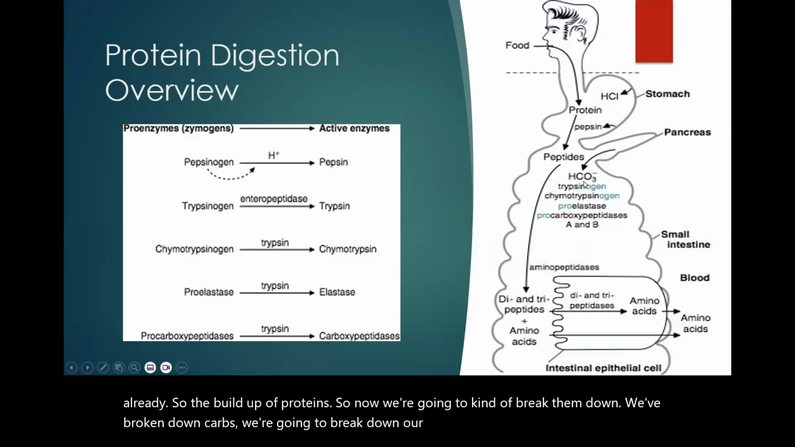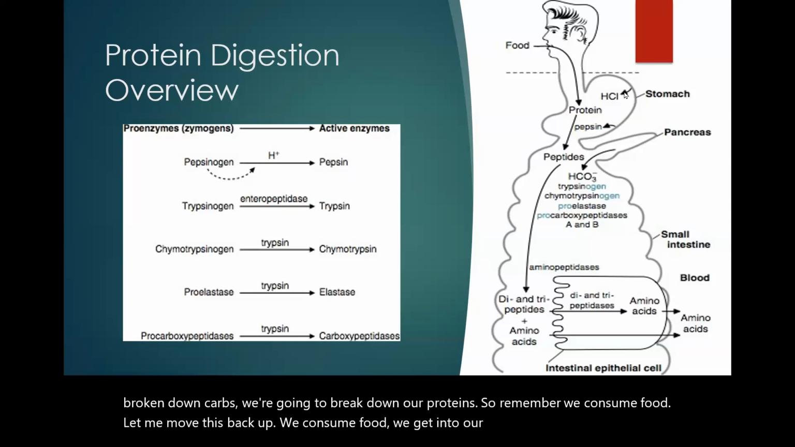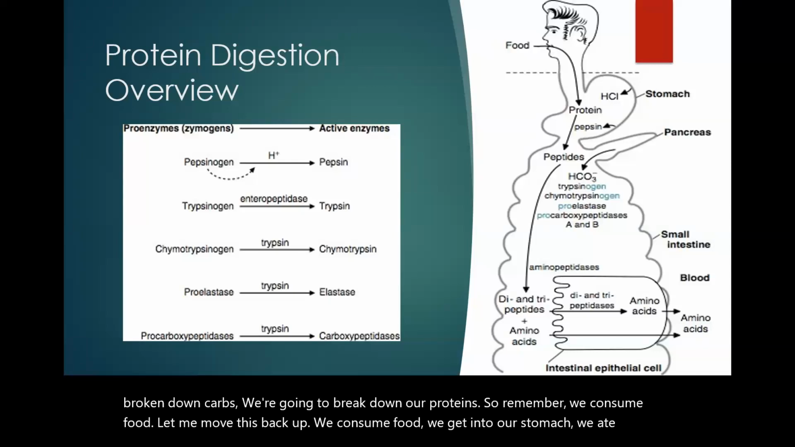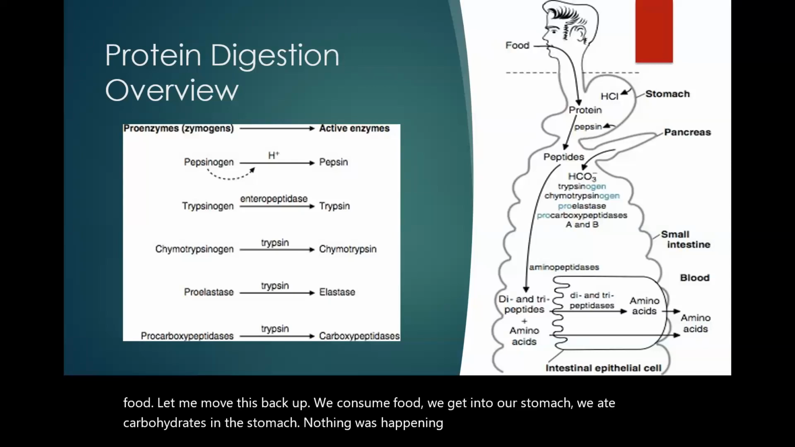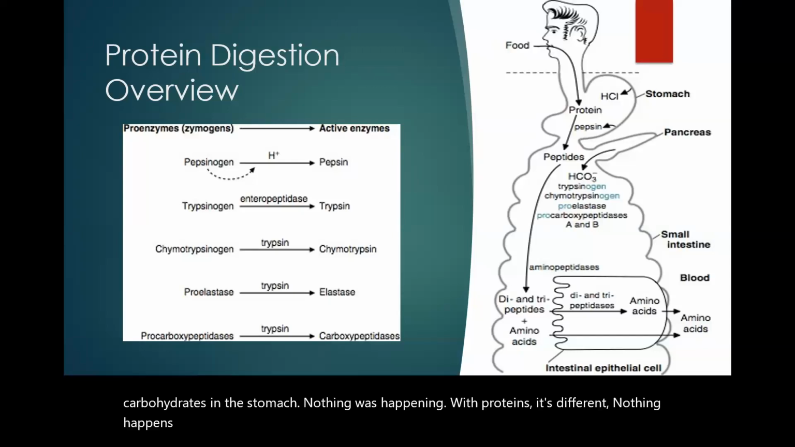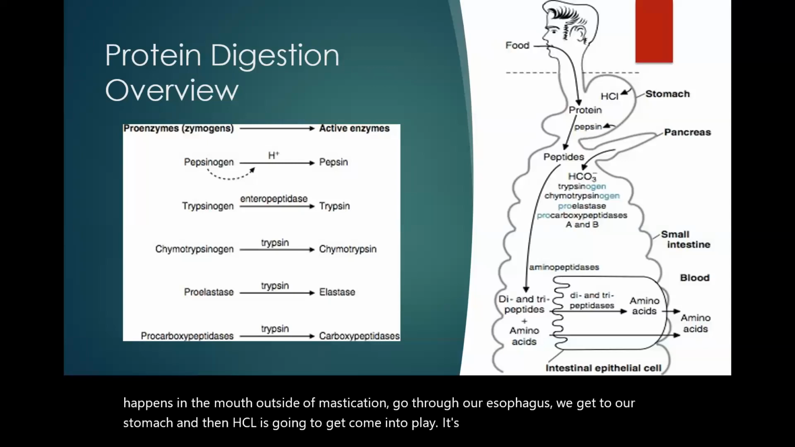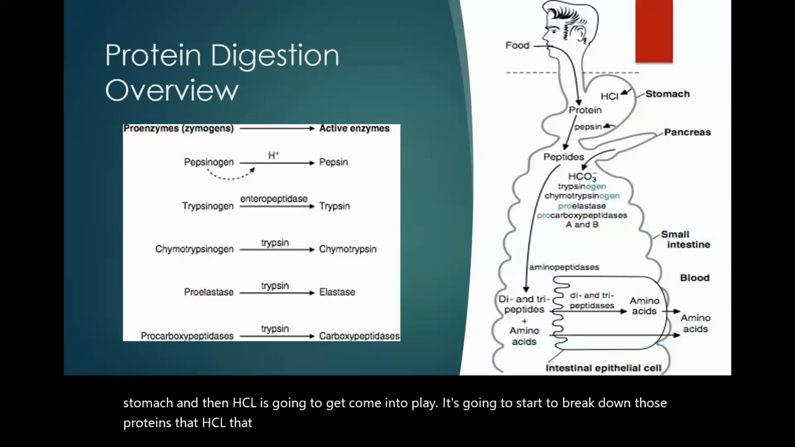So remember, when we consume food, we get into our stomach, we ate carbohydrates. In the stomach, nothing was happening. With proteins, it's different. Nothing happens in the mouth outside of mastication. Go through our esophagus, we get to our stomach, and then HCl is going to come into play. It's going to start to break down those proteins, the HCl, that really acidic space, as well as the churning and pepsin. We're going to release pepsin, which is going to kind of continue that acidic space in the stomach.